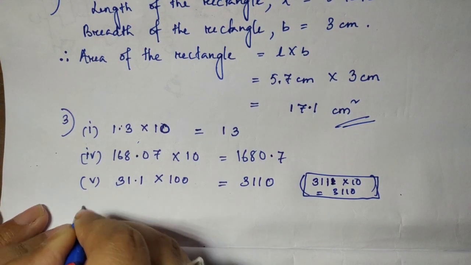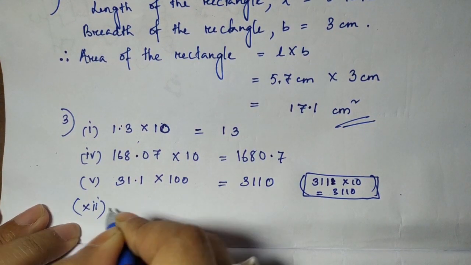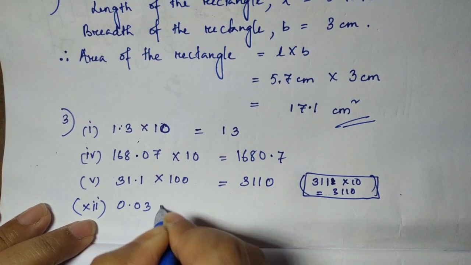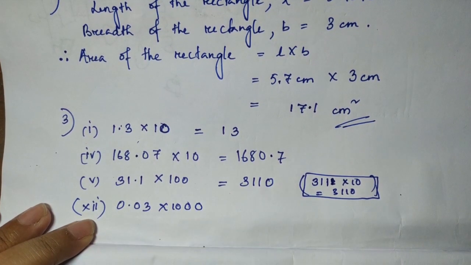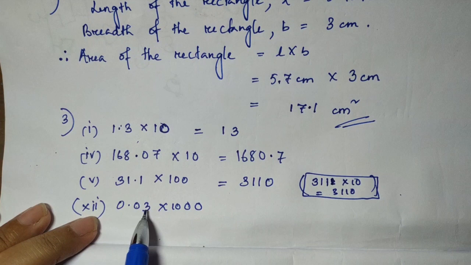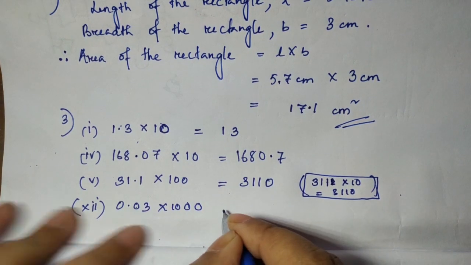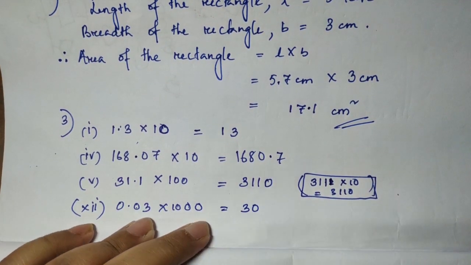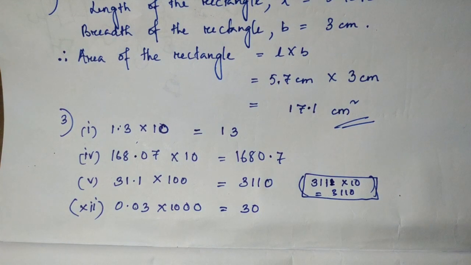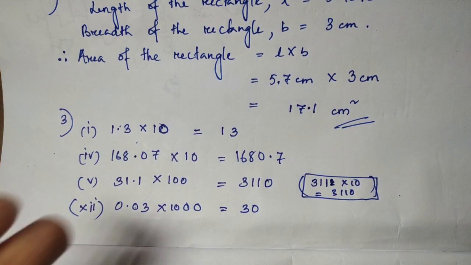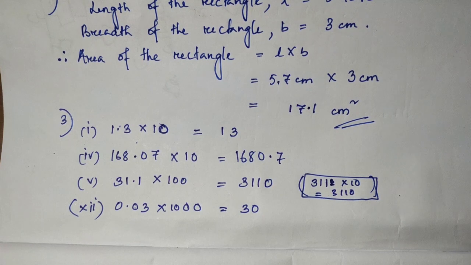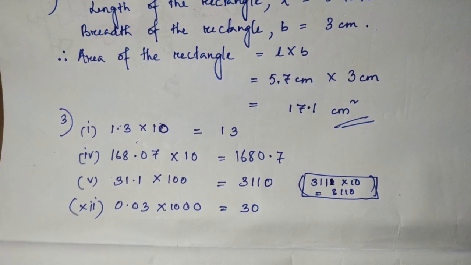Again, I'll be showing you number 12. Sorry, this is 0.03 into 1000. Now see, 3 zeros, 1, 2. 2 places, and what will we do with the other 0? You just add it after the number and it becomes 30. Okay, so this way multiplication of decimal numbers by 10, 100 or 1000 or 10,000 is very easy.